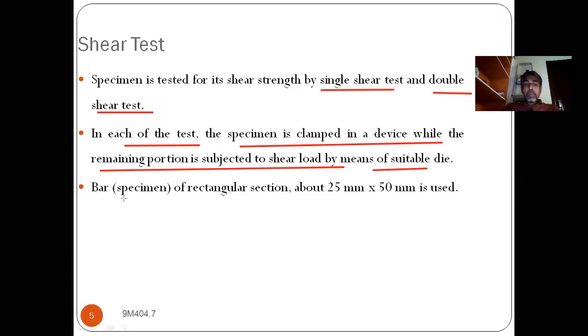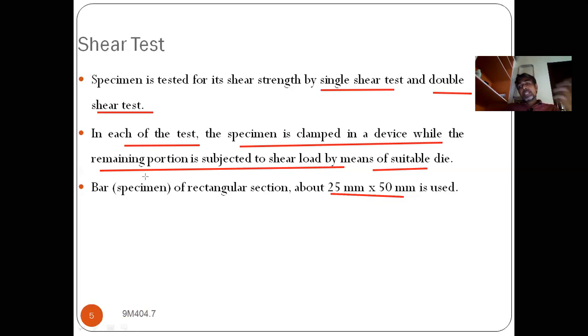The specimen is generally of rectangular cross section, about 25 mm by 50 mm. So a specimen of 25 by 50 mm size can be used to conduct this shear test. I'm repeating once again what we have covered here: the shear test can be performed in two ways, either a single shear test or a double shear test.